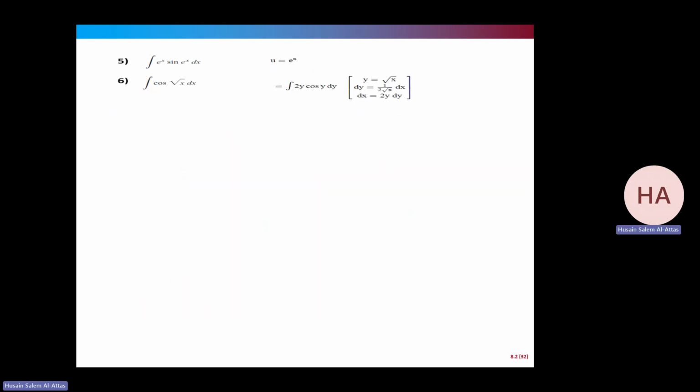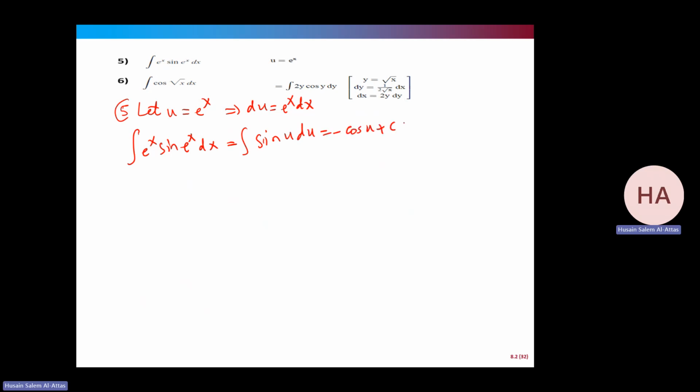Yeah, 5 is very easy. For 5, I let u equal e to the power x. du will be e to the x dx. So this integral will be what? Integral of sine u du, which is minus cosine u plus c, which is minus cosine e to the x plus c. Okay.